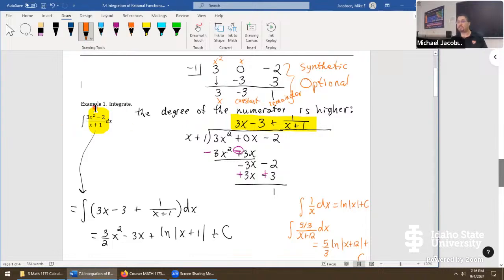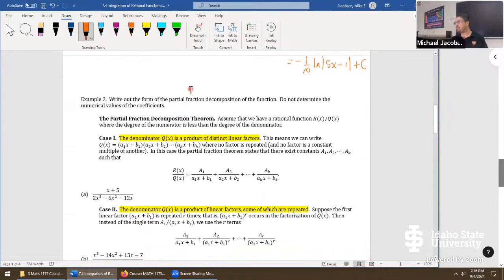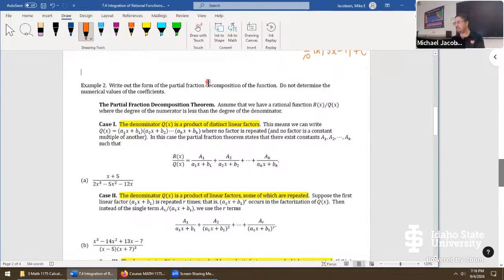But what if it was flipped? What if the denominator had degree 3, say? Long division is not going to help us at all, and we use a different theorem. This is the good old partial fraction decomposition theorem.